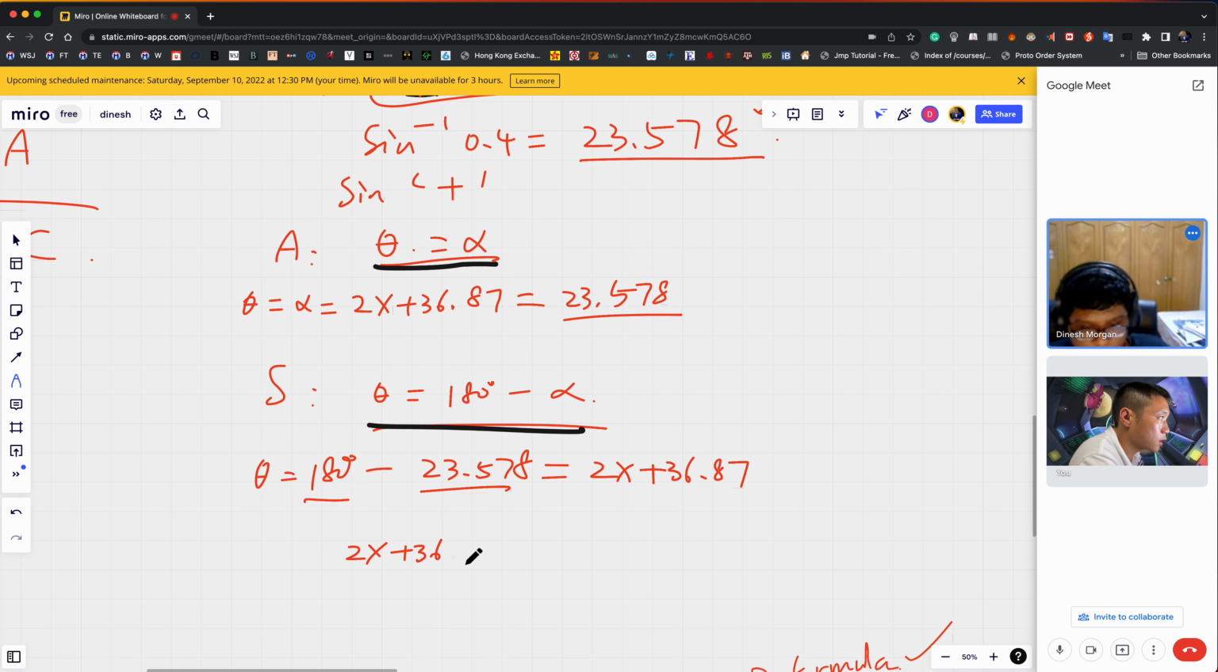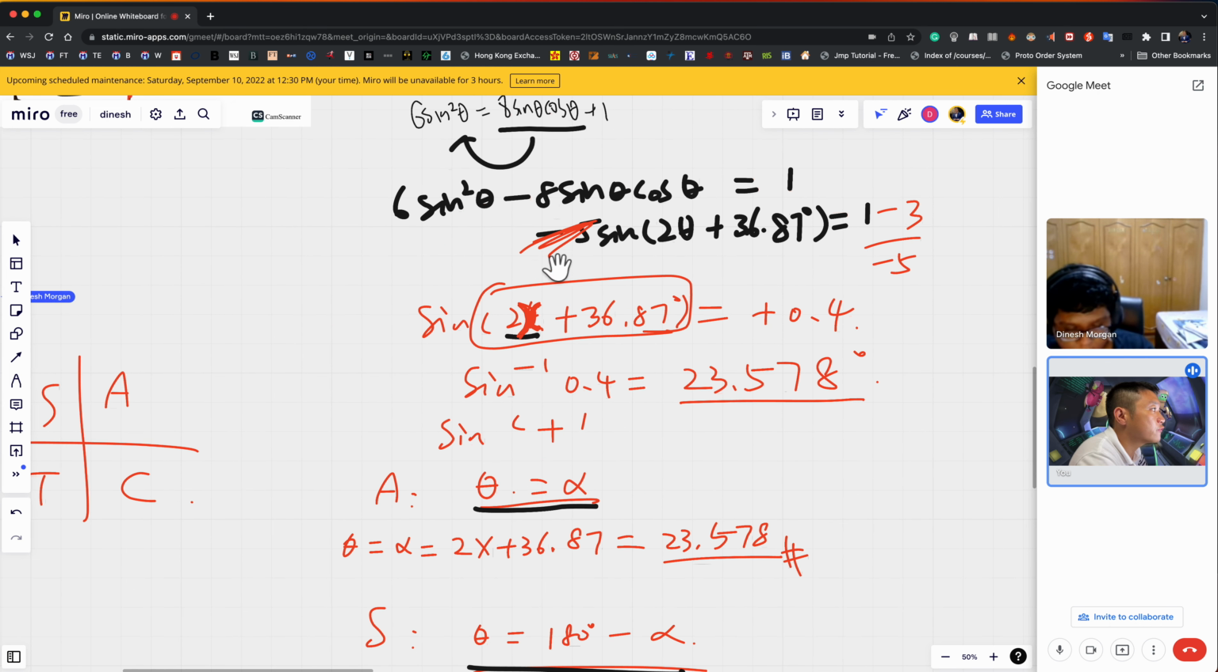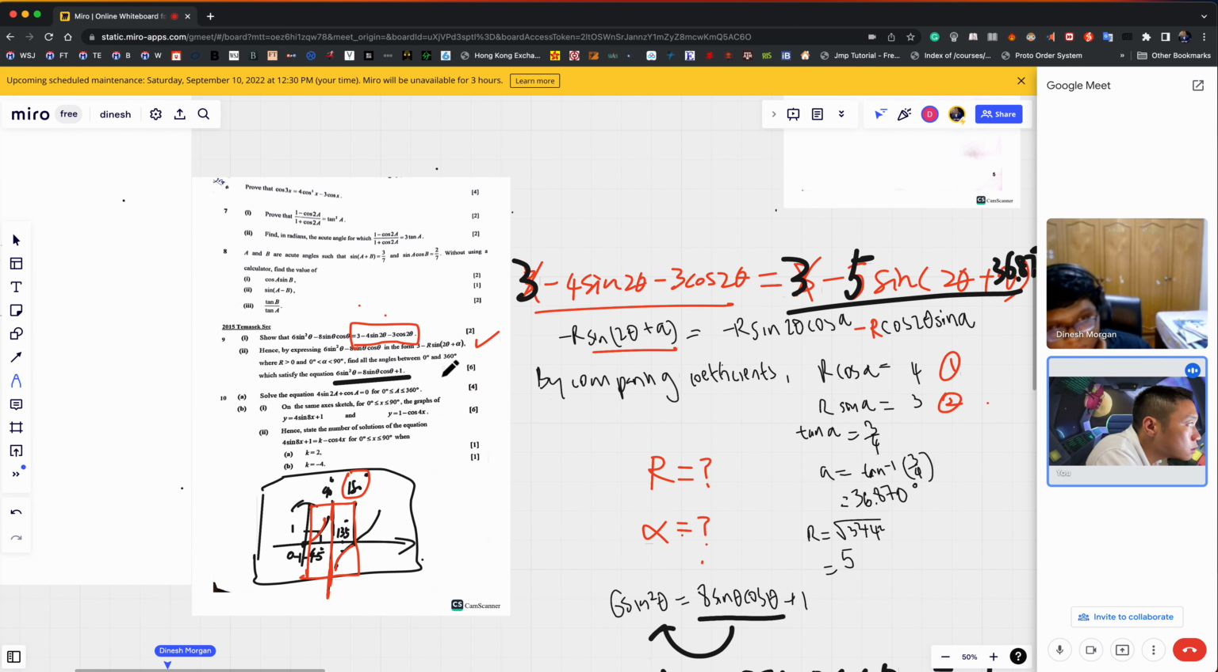156.42. Hold on. So 156.42, right? Yep. Okay, good. So you're going to get two answers from here, right? And then they say the range for this question is 0 to 360, right?